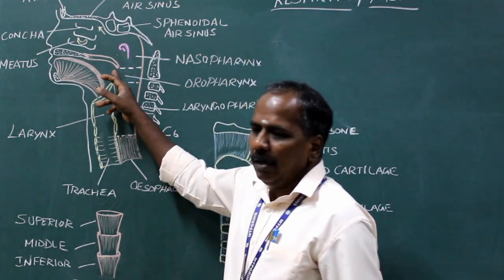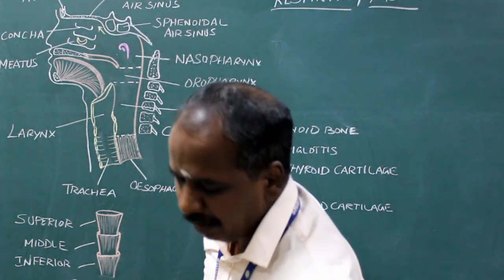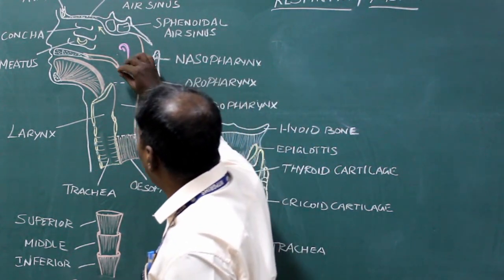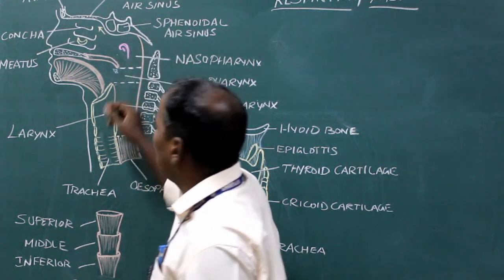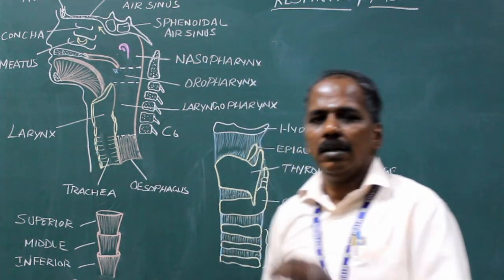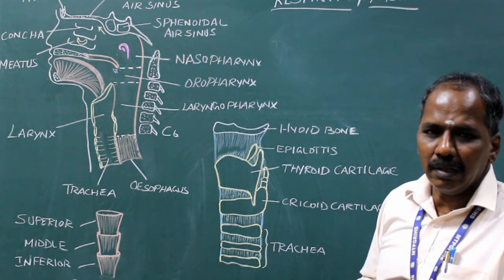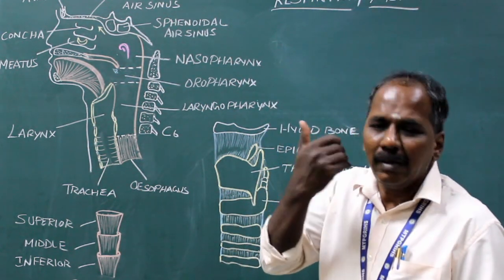In the lateral wall of the oropharynx, near the anterior part of the lateral wall, there is a collection of lymphatic tissue known as palatine tonsil. So it is present in the anterior part of the oropharynx in the lateral wall.